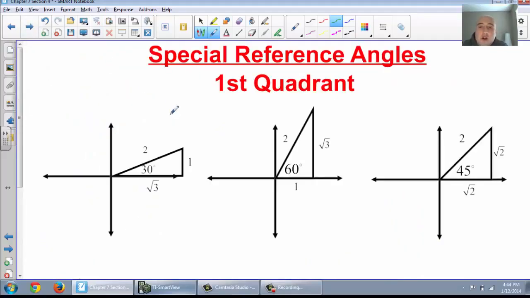Now, here are the 3 important reference angles that we need to know. Okay, we need to know 30 degree reference angles, 60, and 45. And these are the measures of the triangles for all 30, 60, 45 triangles. And we'll do more of these later. But for right now, they're on your note sheet, and we'll come back to them. But notice that these are all in the first quadrant. Our angles are not always going to be in the first quadrant, but the triangles are. And I'll show you how to maneuver these when we do some examples.